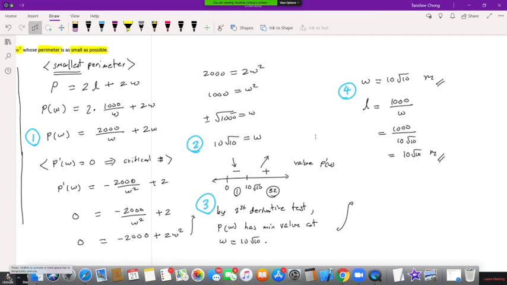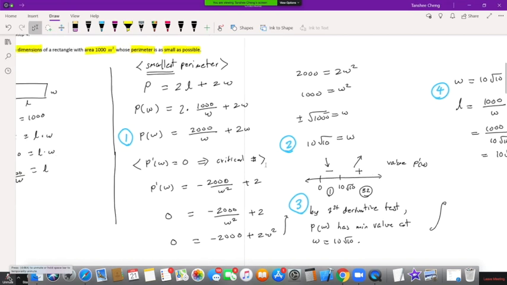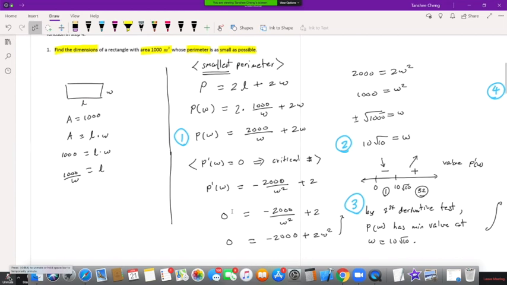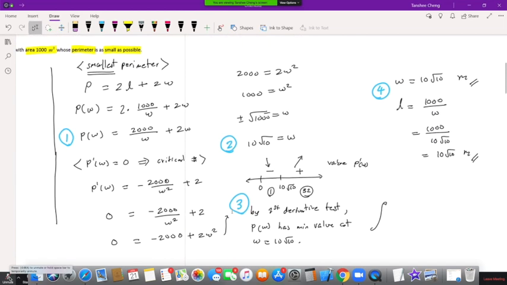Okay, so next person, what's your question? Sorry, Professor, I wasn't paying attention at the negative 2000. Negative 2000, where did it go? Oh, right here. That's taking derivatives. Because when you look right here, 2000 over W, right? I write it as W to the negative 1 power. So when you take the derivative, this negative 1 comes down and then you subtract 1. Okay, I see.